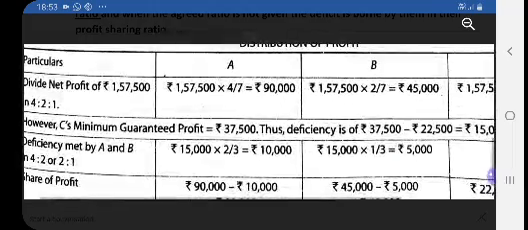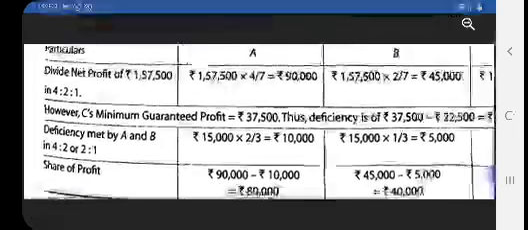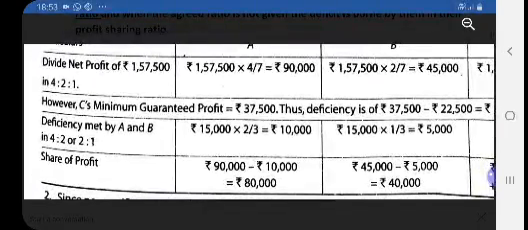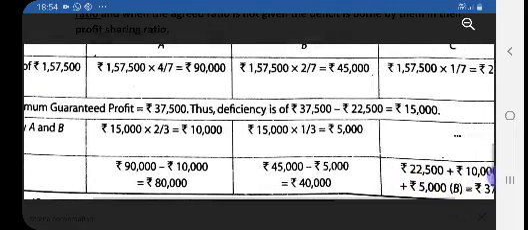And see, in this question the agreed ratio is not specified. Then, as I have already discussed, the ratio in which they will bear the deficit is 4:2, that is 2:1. It is already given in the question. So A will bear 2/3 of 15,000 and B will bear 1/3 of 15,000. It means A will bear 10,000 and B will bear 5,000.